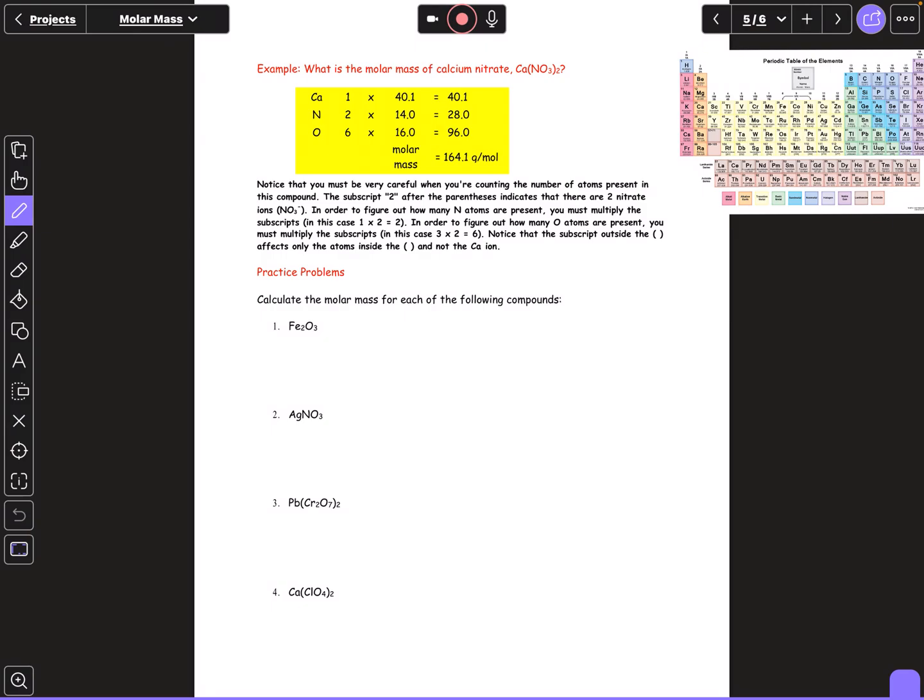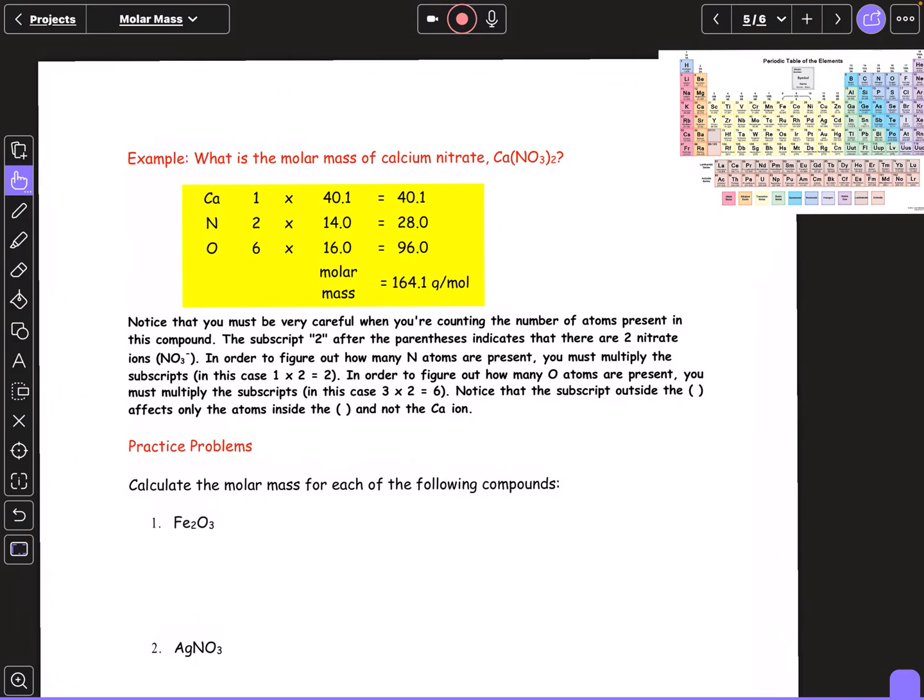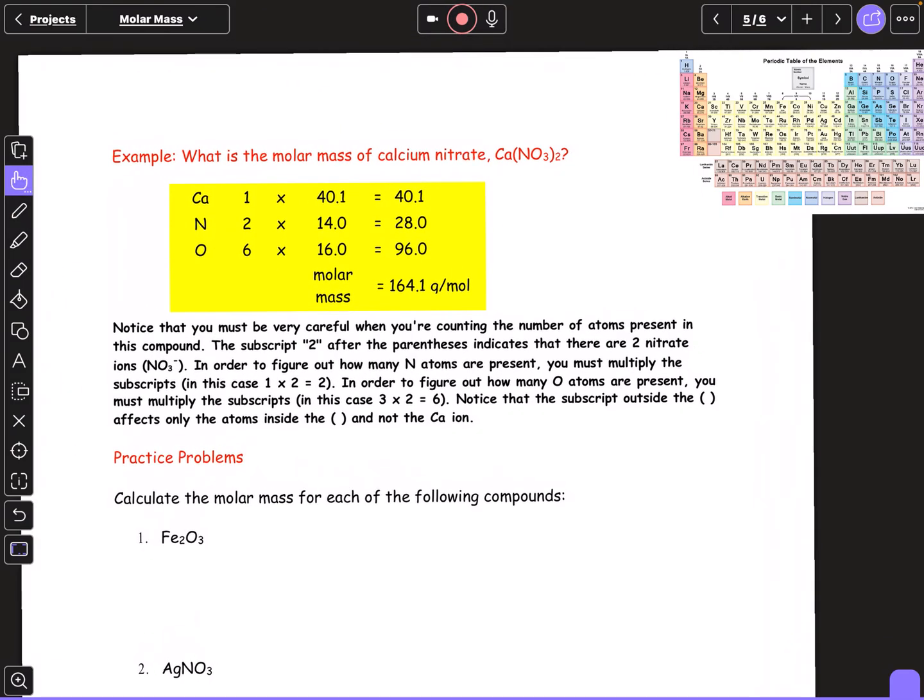Now, next, what's the molar mass of calcium nitrate? Remember, if we have a formula that's in parentheses, that number on the outside of the parentheses multiplies by the numbers on the inside of the parentheses. So in calcium nitrate, Ca, I have one of those times its atomic mass, 40.1.